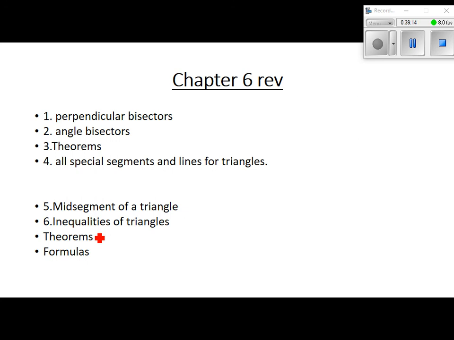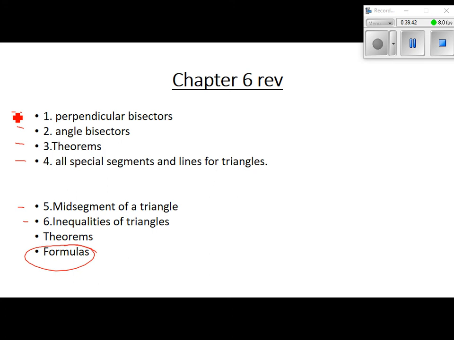Notice on this, it says theorems and formulas first of all. What formulas are we going to use? Distance formula and midpoint formula. Make sure you know those. Guarantee there's a couple problems on there where you have to use them, so you might want to jot them down again. The theorems, every single one of these, and some of them more than one, had a theorem that went along with them. We're going to talk about those theorems.